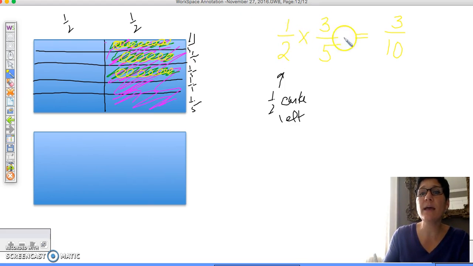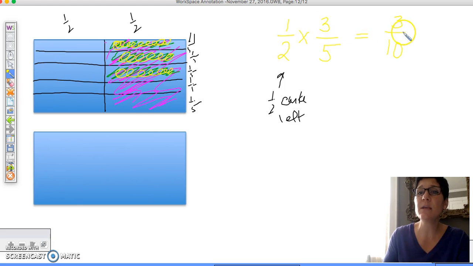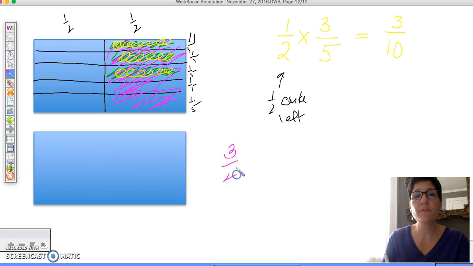Now, what I want you to look at over here is take a look at this. If you look up in your numerator, which I like to call upstairs, what's pretty cool is if I do 1 times 3, I get 3. And if I do 2 times 5, I get 10. What? Okay, so let's try another one. I'm going to change my color, and we're going to go with, say, 3/4 times, let's get crazy, 2/7. You ready? Okay, so 3/4.